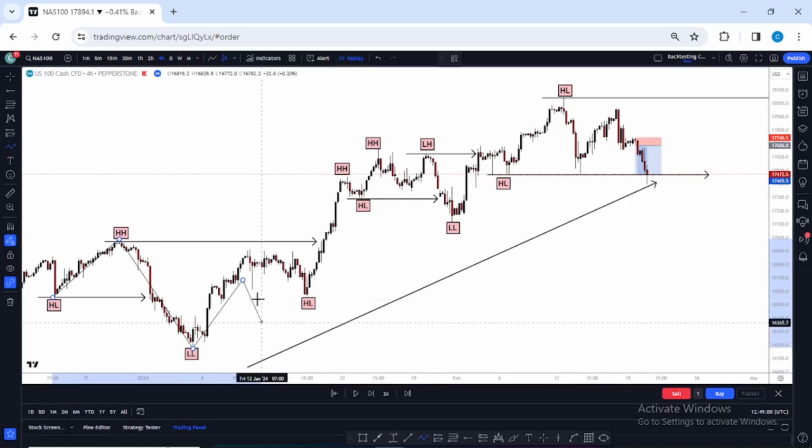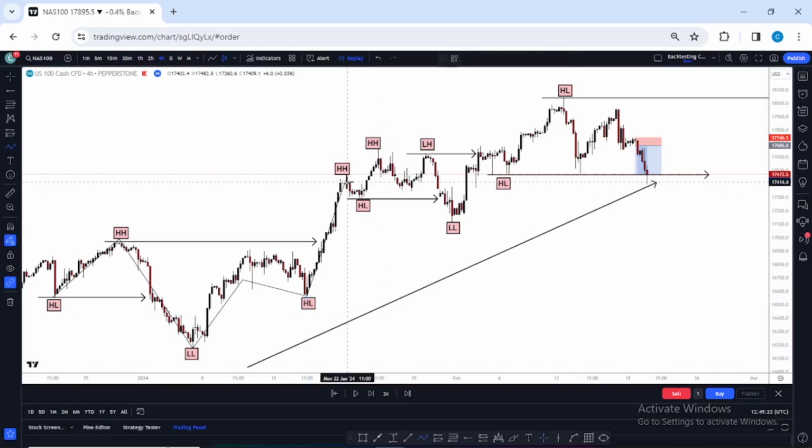Alright, but that's not what price did. What price did was to create a new higher low right here, break above its previous high, and create a new higher high. So at this point, price was no longer bearish. Price was still bullish because price failed to continue back down to create a new lower low. Do you get me? Good.